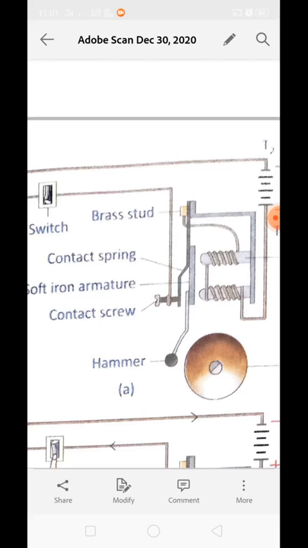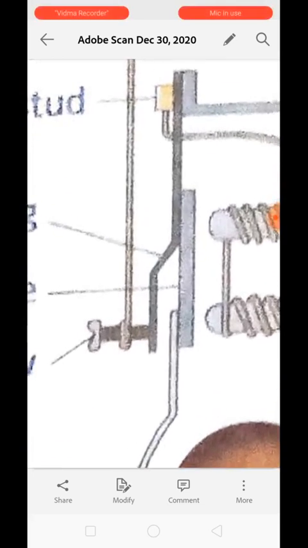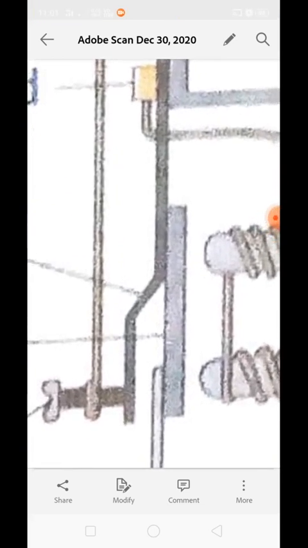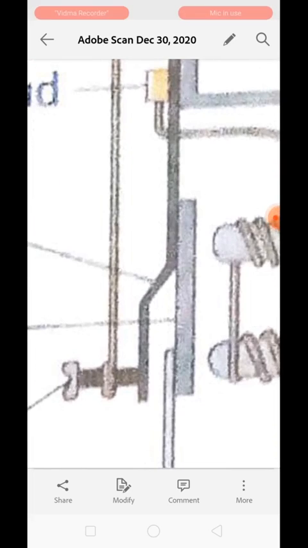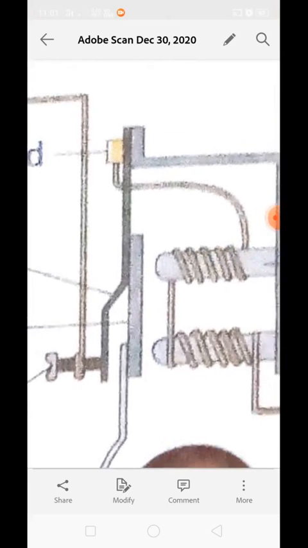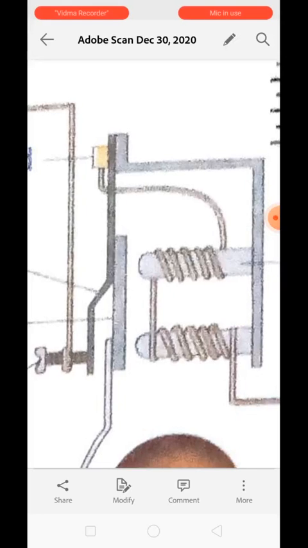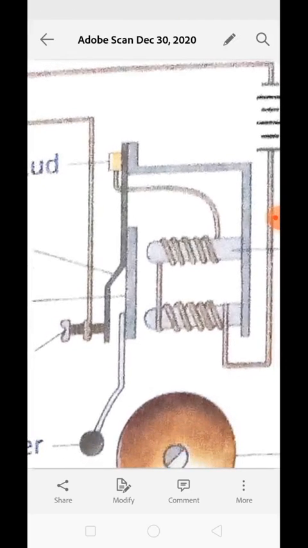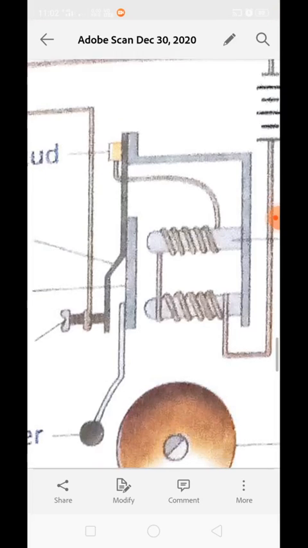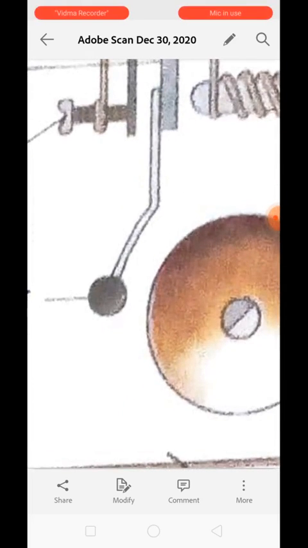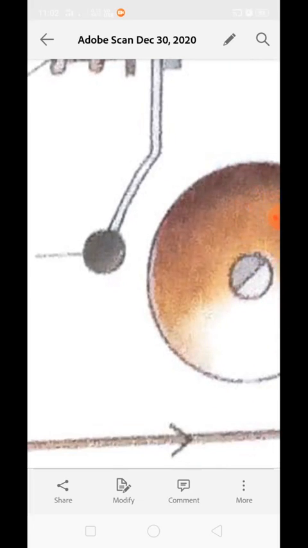Correct. So next is the armature. This long strip over here which is connected with the brass stud is known as the armature. The armature is a soft iron strip which is attracted by the electromagnet because it is present in the magnetic field of the U-shaped electromagnet. Whenever it is magnetized, the armature will get attracted toward the U-shaped magnet. Understood?